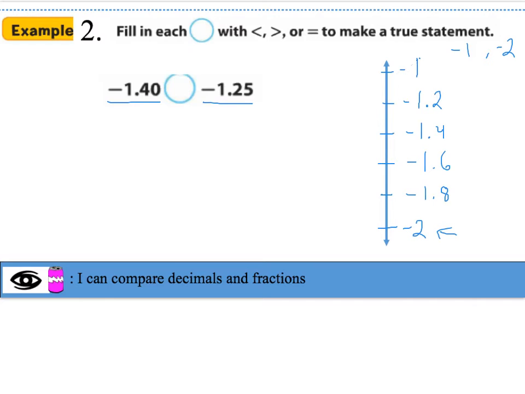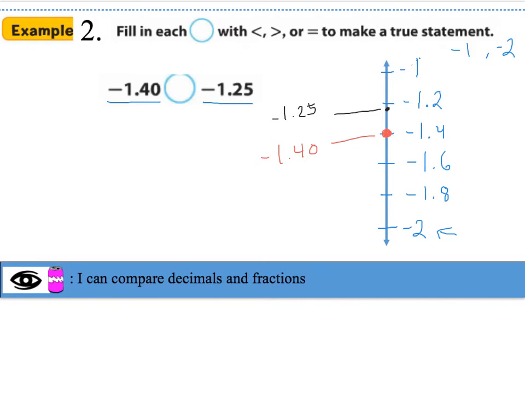So now that we have these locations on our number line, it's going to make it easier to graph. Let's go ahead and graph negative 1 and 4/10. It goes right here. So this right here would be negative 1 and 4/10. Now let's go ahead and graph negative 1 and 25/100ths. It would be not on the negative 1.2, but a little over below it, which would be negative 1.25.